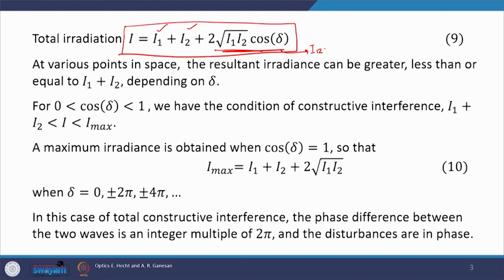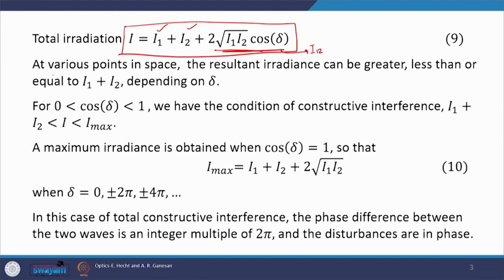With that assumption, we started our calculations, and we calculated the total disturbance at point of observation P due to the presence of source S1 and source S2. From that disturbance we calculated irradiance, which is nothing but the time average of the square of the total electric field at point of observation P.